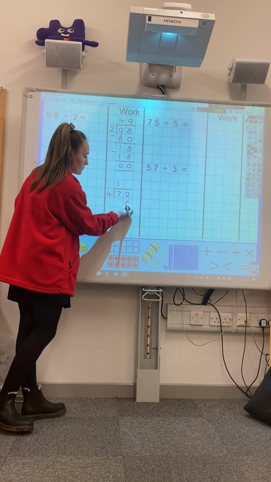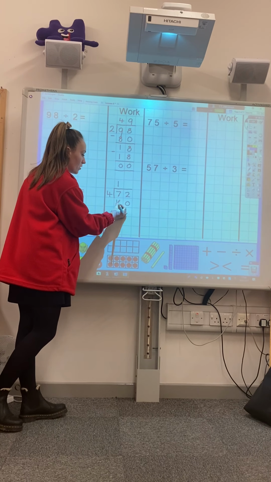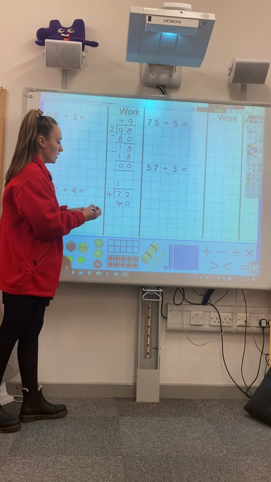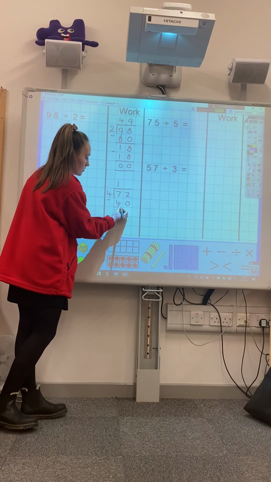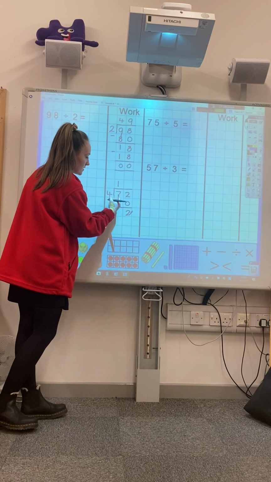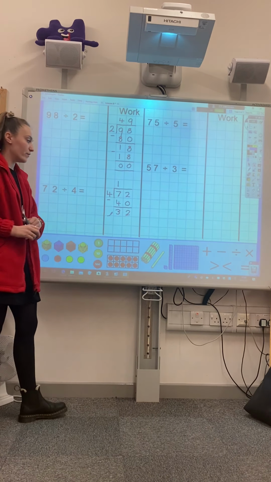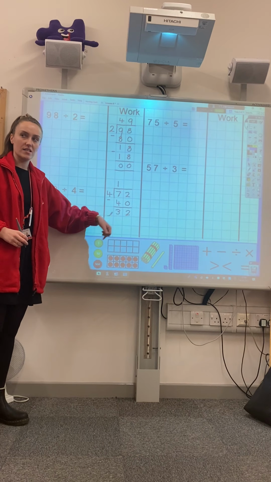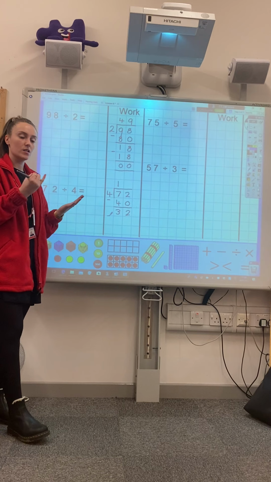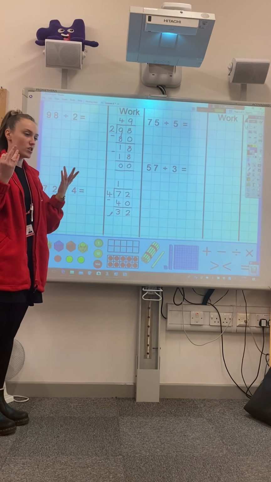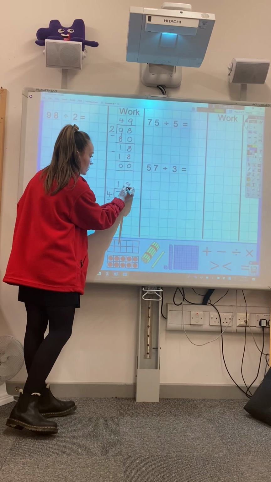And I'm going to put my 0 here, and then 4 times 1 would be 4, and then I'm going to take those away. So I've got 2 take away 0 is 2, 7 take away 4 is 3, and then I'm going to count in my 4 times table, see how many 4's I get to 32. 4, 8, 12, 16, 20, 24, 28, 32. We know that 8 4's make 32, so I'm going to put my 8 up here.